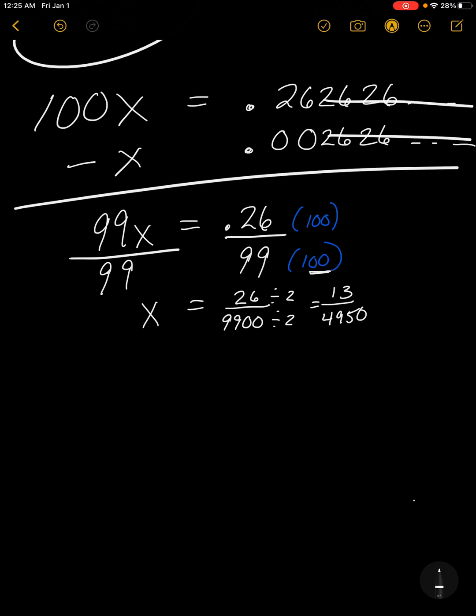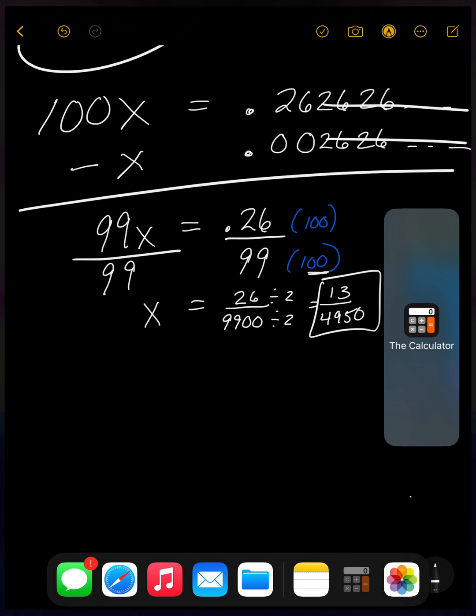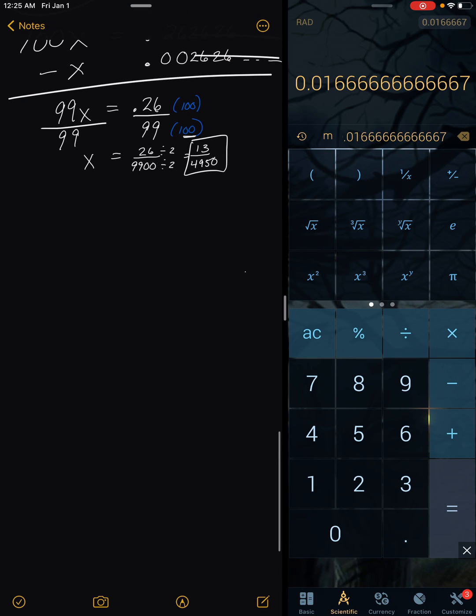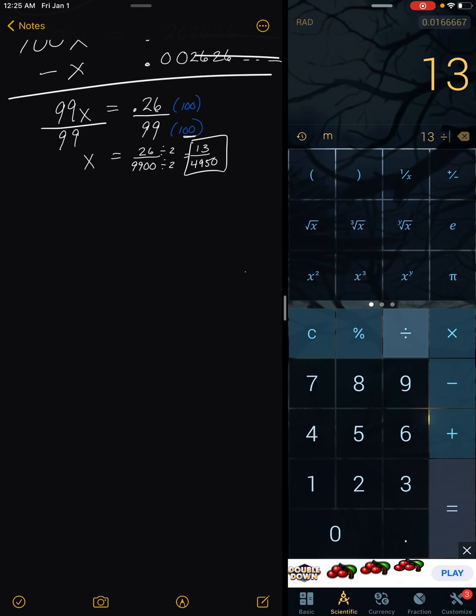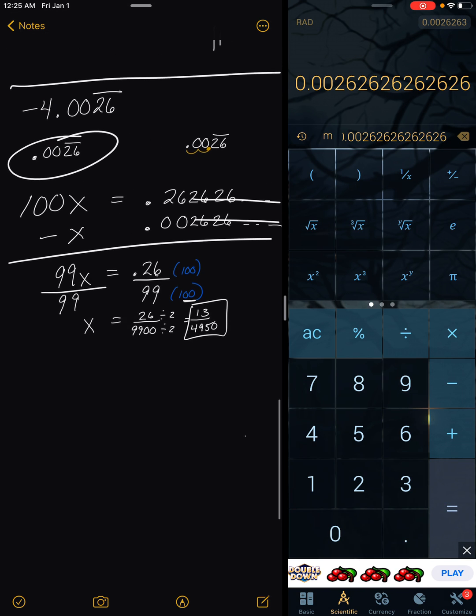4,950. Now the only way that you would be able to simplify this is if 13 actually went into 4,950. So I will check that real quick for you guys. 4,950. I doubt it. No. Nope. So it's simplified. Let's check what 13 divided by 4,950 is. And it is 0.0026262626. So we know that we are good on that answer.